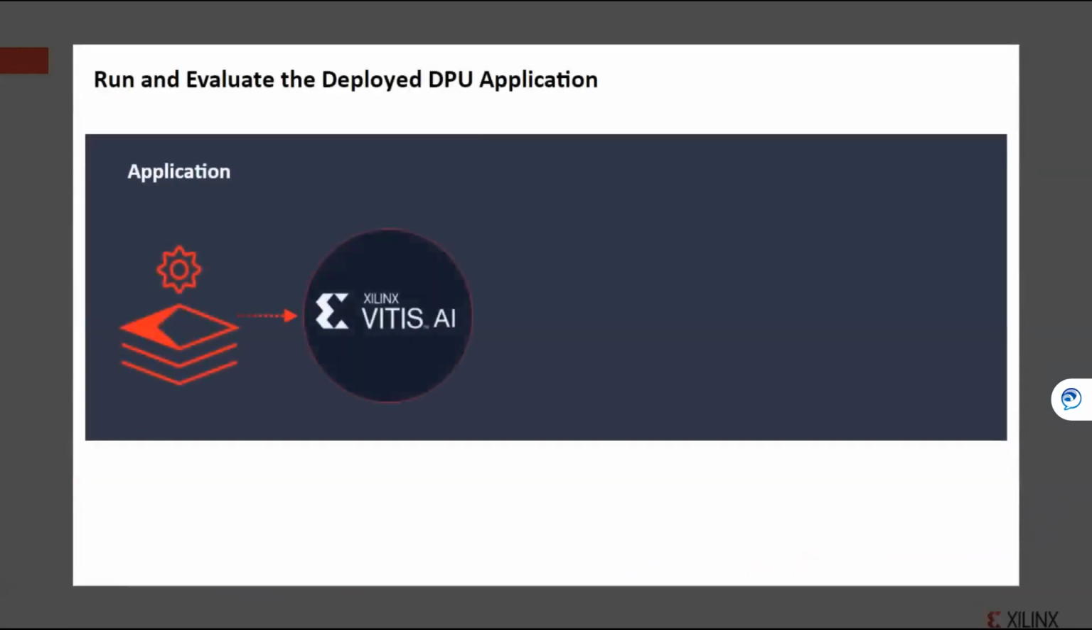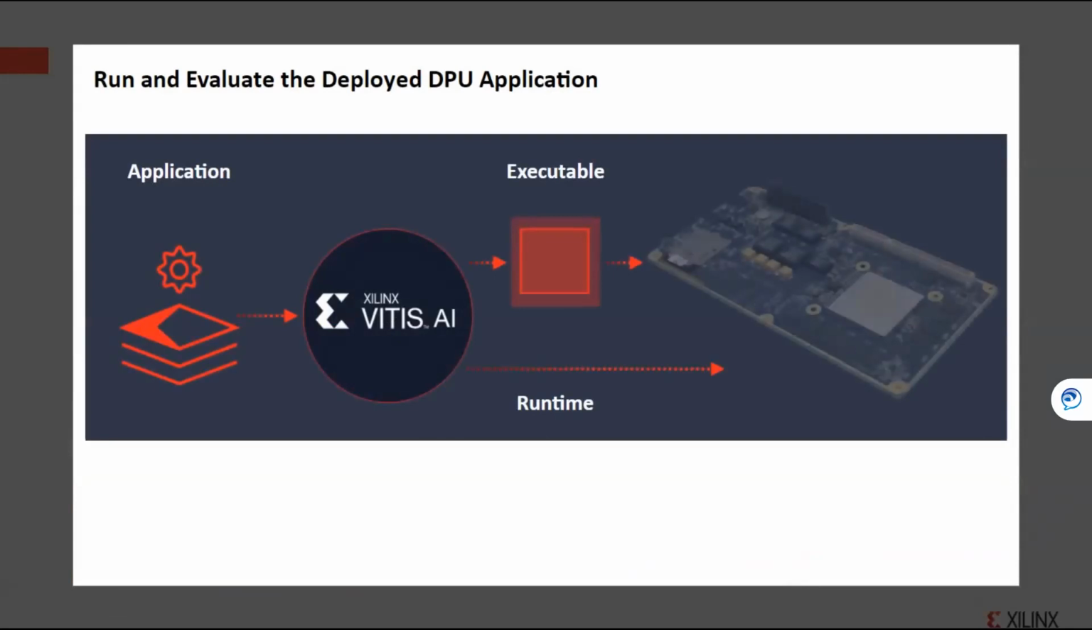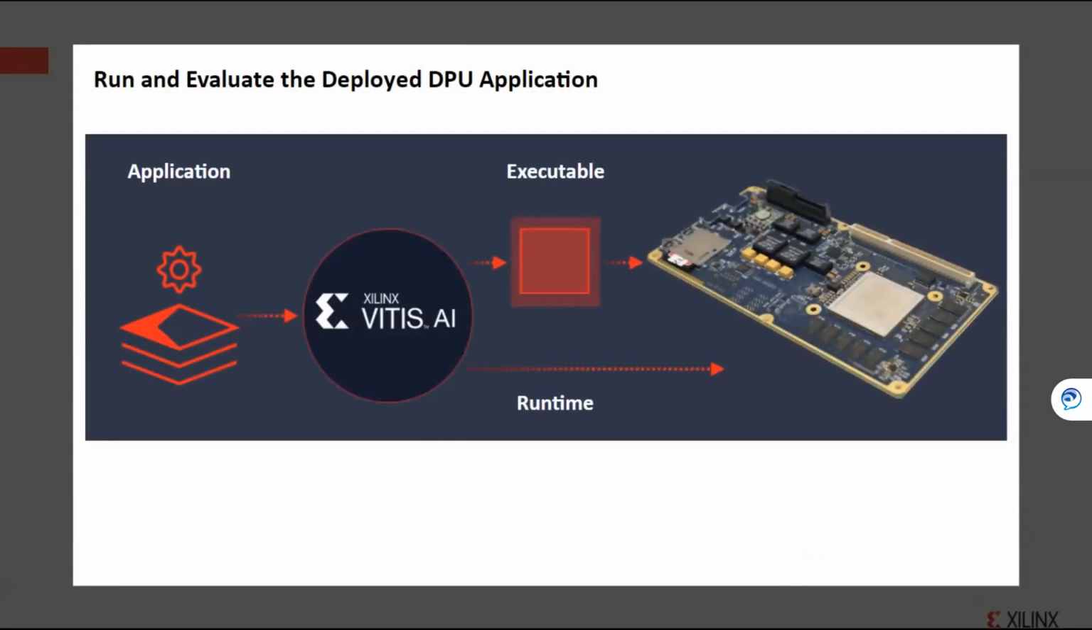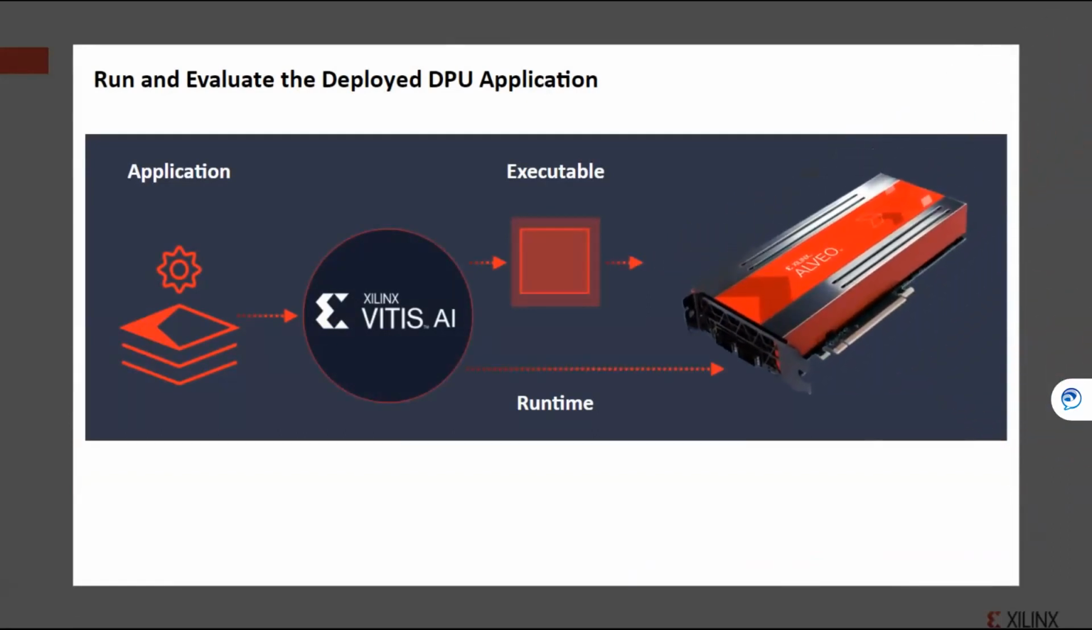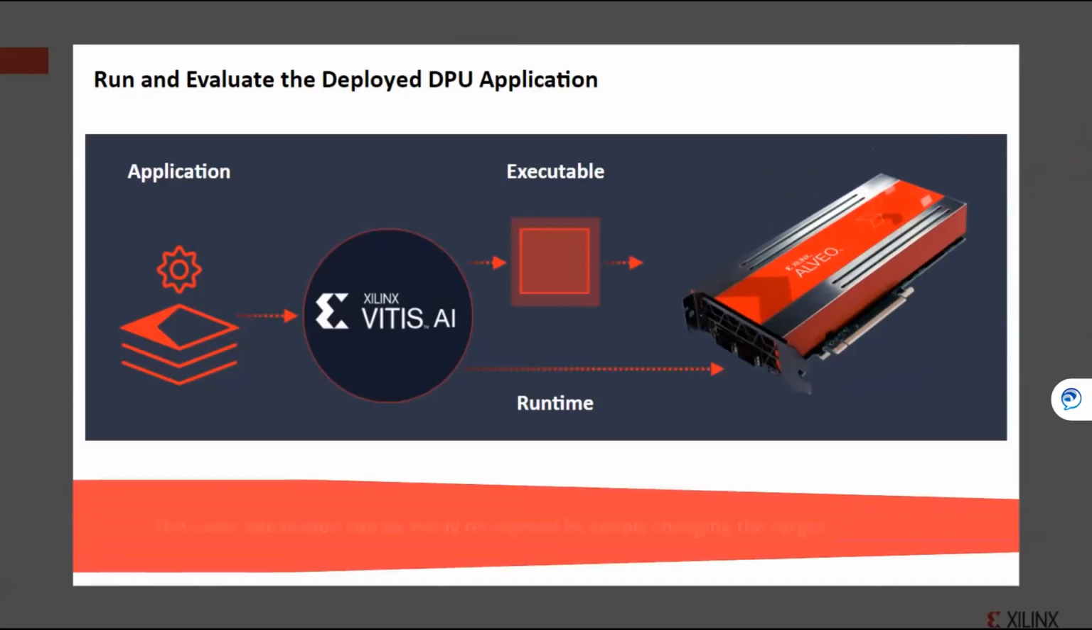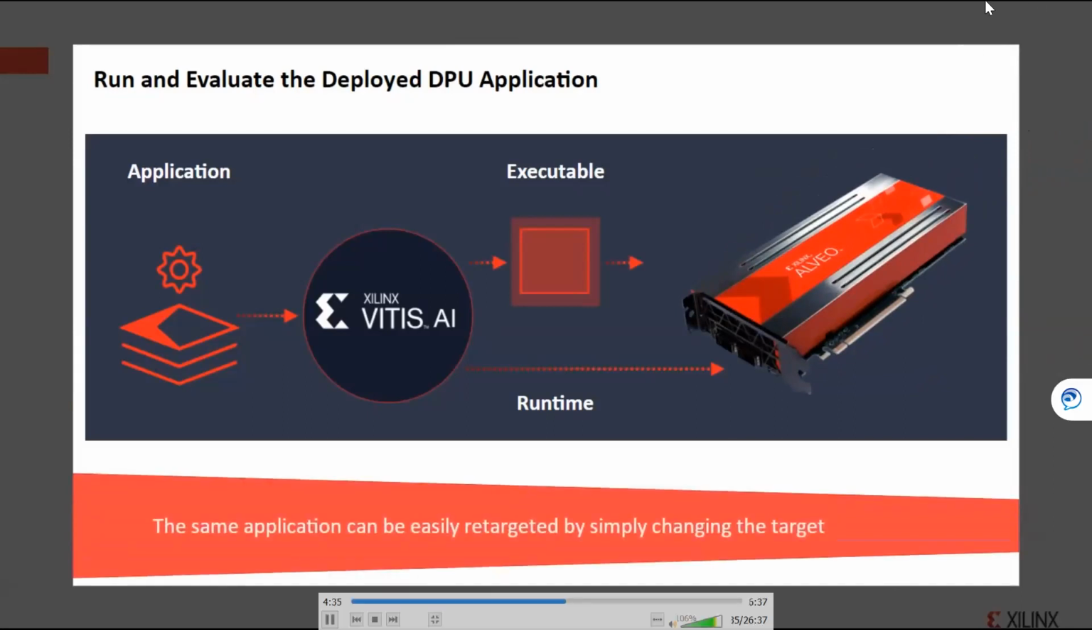Once you've built your application, the Vitis development environment with the XRT API enables you to download and run your application on an embedded device like a Zynq UltraScale+ MPSoC. You can deploy the same application on an Alveo card in an edge server. The same application can be easily retargeted by simply changing the target.